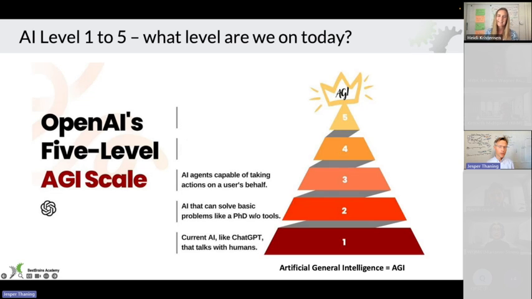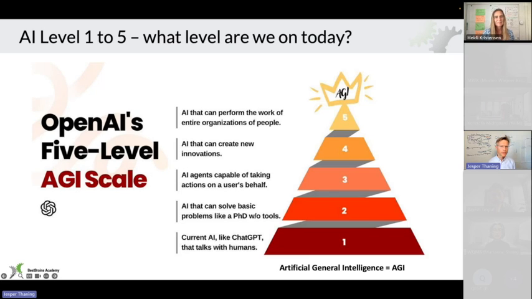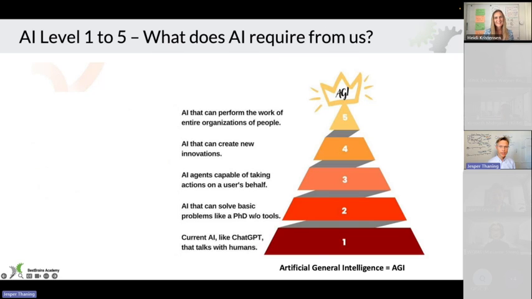And these days, we are talking a lot about AI agents that you can give tasks and then they can do something on behalf of you, but not necessarily in a chat environment, but just doing it behind the scenes. We are not entirely there where AI can create new innovations, but still you can see some signs that they can do new research and so forth. And we're not there where they can perform the work of entire organizations of people, but who knows, we might get there someday. This development of AI could also require something from us as humans.